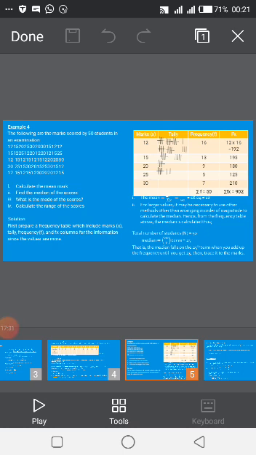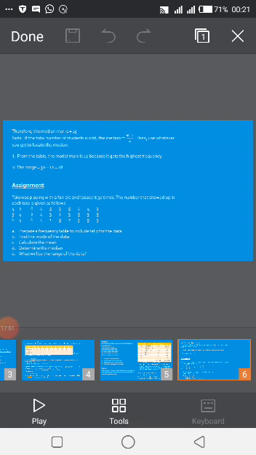Then trace it to the column where you have the mark. When you trace it there, you find out that the mark there is 15. So that tells you that 15 is the median mark. So therefore, the median mark is 15.